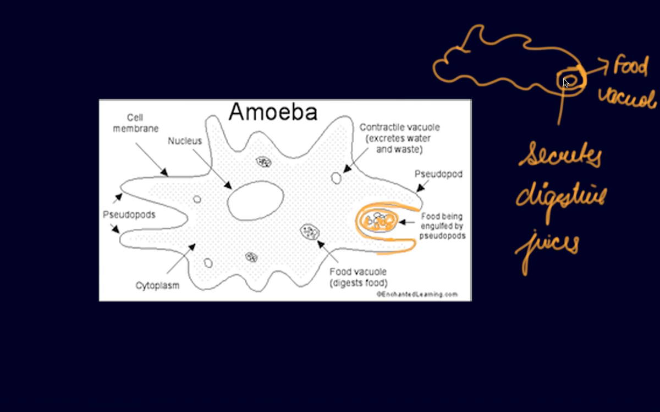Now the digested food is absorbed by the amoeba in order to grow, maintain and for multiplication. And the undigested food residue is expelled out by this vacuole. Now this food vacuole only expels the undigested food.